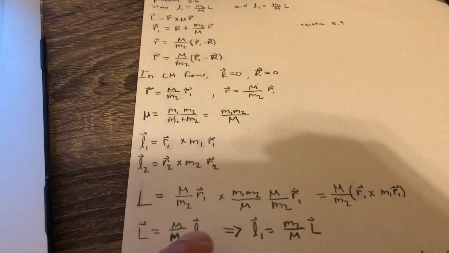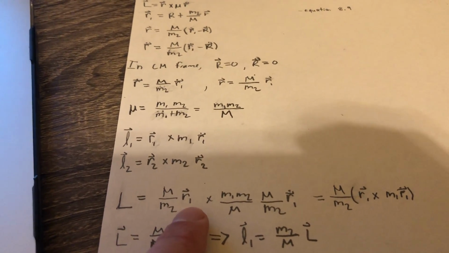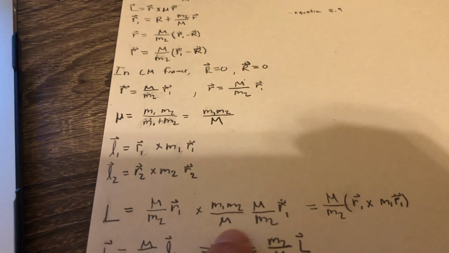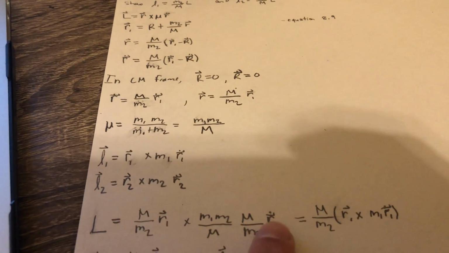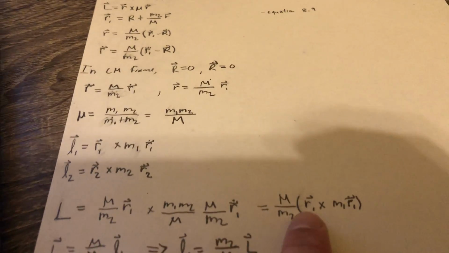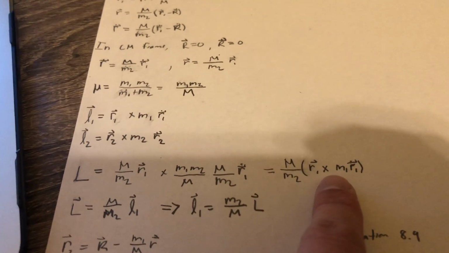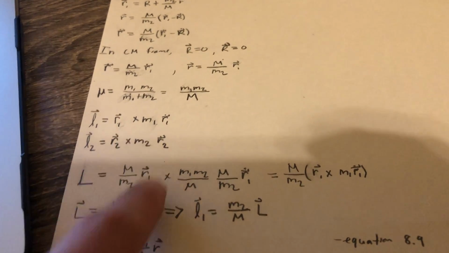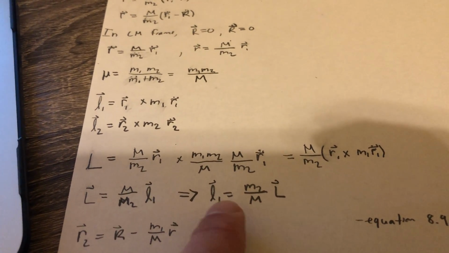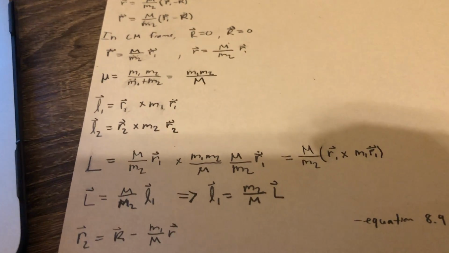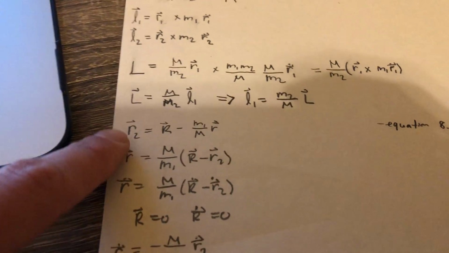then we get M over m2 r1 cross m1 m2 over M times M over m2 r1 dot, and that just reduces to this, M over m2, and this is the angular momentum we just said of particle 1. So then we can solve for L1, and it's just m2 over M L, which is what the book wanted us to do, but we also have to do it for particle 2.